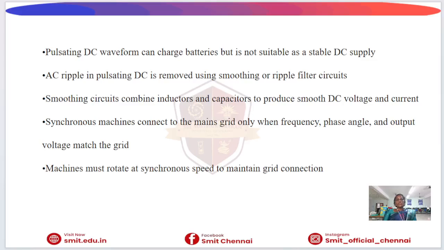Before connecting a synchronous generator to the power grid, synchronization must be achieved. Four conditions must be satisfied. Generator voltage must equal grid voltage. Generator frequency must equal grid frequency. Phase sequence must match. Phase angle difference must be nearly zero. If synchronization is not achieved, severe electrical and mechanical stresses can occur. Therefore, generators must rotate exactly at synchronous speed before connection.